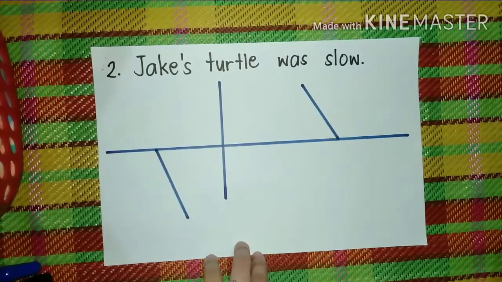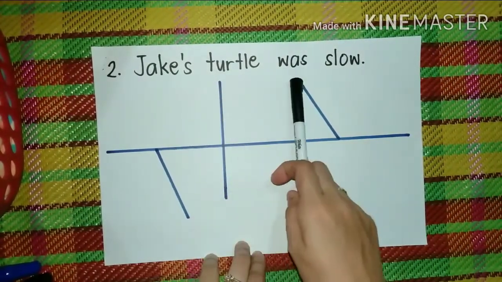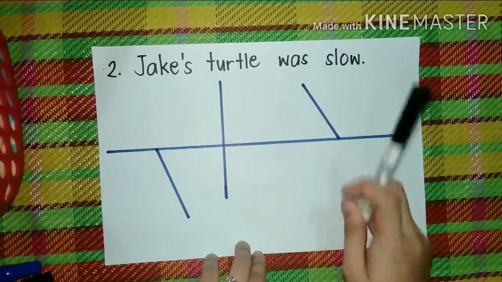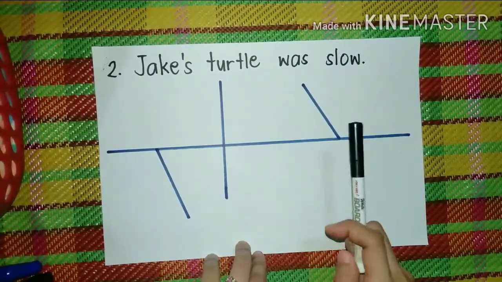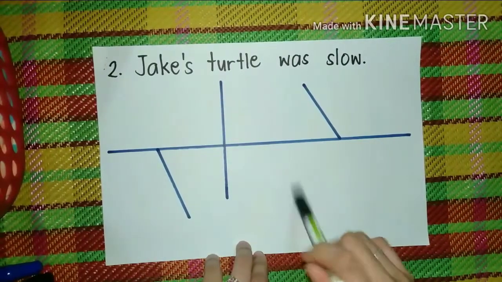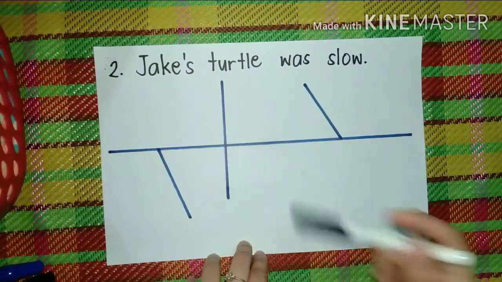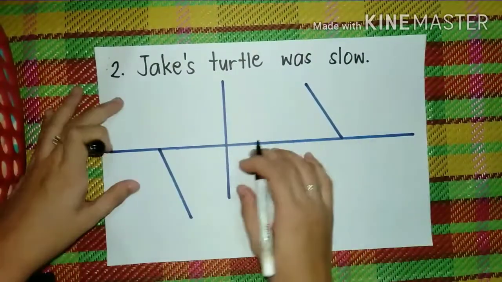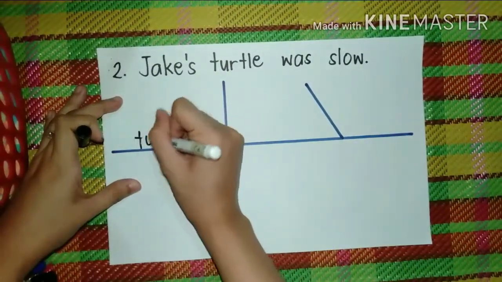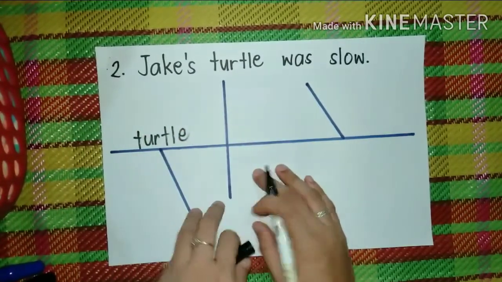Now in example number 2, let's proceed. Jake's turtle was slow. Okay, first identify the subject. What is the subject in this sentence? Jake's turtle was slow. So we are talking about Jake's turtle. So the turtle will be our subject. So I wrote it here.